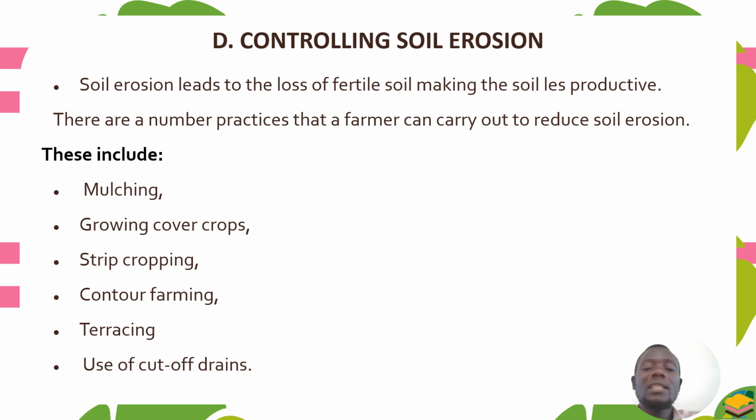Some of the practices which can be carried out to reduce soil erosion are as follows. Mulching: when you mulch, you are reducing direct raindrops, therefore preventing splash erosion. Growing cover crops: cover crops cover the soil, so in that way you're also reducing soil erosion. We talk of strip cropping, contour farming, terracing, and also use of cut-off drains. All these practices help to reduce soil erosion.